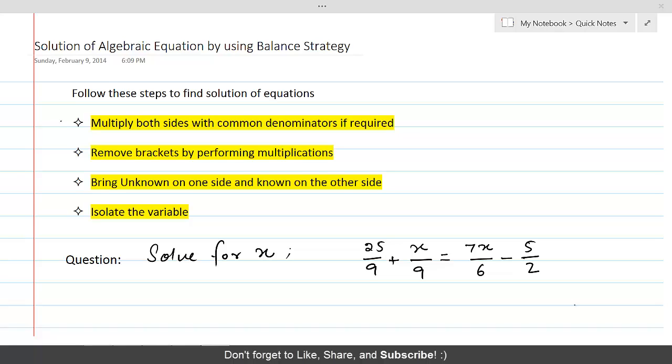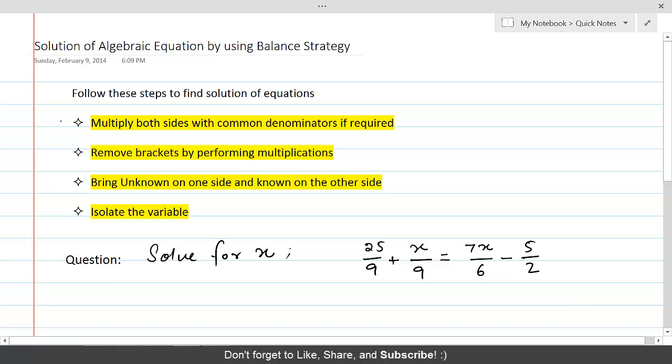So we have a question here, 25 over 9 plus x over 9 is equal to 7x over 6 minus 5 over 2. And we need to solve this question for x. Means that we need to find out the value for x. And like I said, in step number 1, we need to find out what is the least common denominator and multiply the least common denominator to get rid of these denominators.